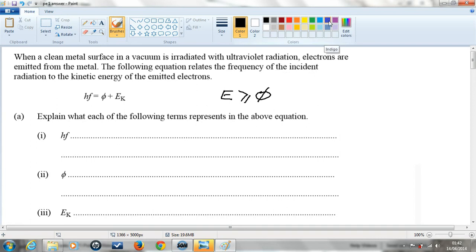We are given the photoelectric equation and it wants you to state what everything is. So first of all, HF. Well, if you didn't remember outright, try and remember that E equals HF, where E is our photon energy. So HF is just the photon energy.